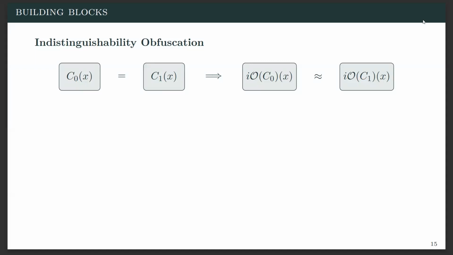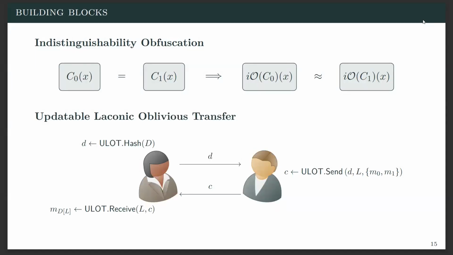The next building block that we will use, that I showed you in the previous slide, was this oblivious transfer protocol. It has some interesting properties. It's laconic and has this updatable feature. So how does it work? Alice has some large database D that she can compress into some digest and send to Bob. Now, what will Bob do? Bob will specify one location in her database and send her two messages, M0 and M1. And at the end of this protocol, Alice will only learn the message that corresponds to the value that is stored in the database at the location Bob specified.